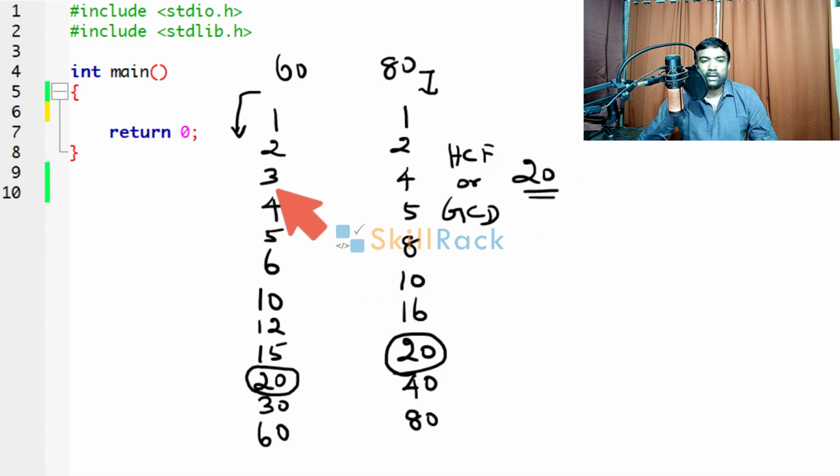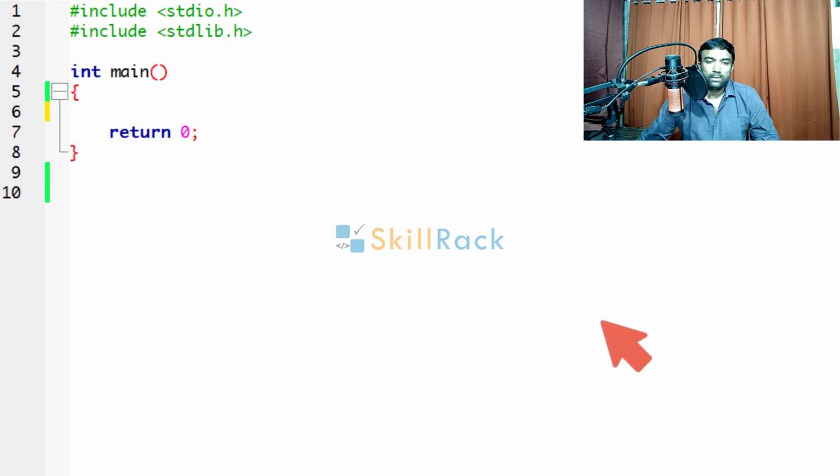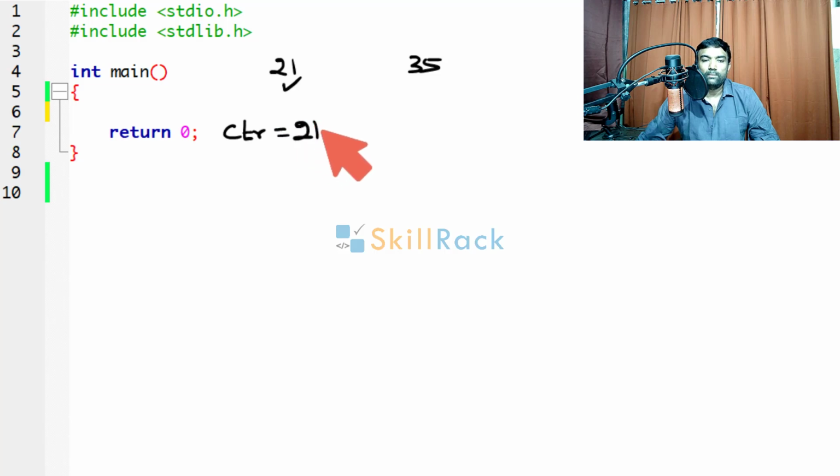So now we have understood the program, but how to go ahead and implement? So let us take 21 and 35. So we have to find the smaller value. Which one is the smaller value? 21. So we will assign this value to a particular variable called counter. So counter is equal to 21.